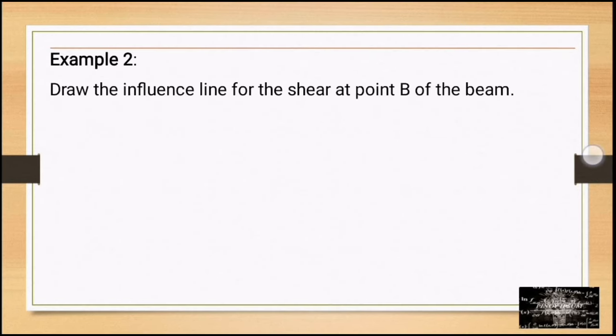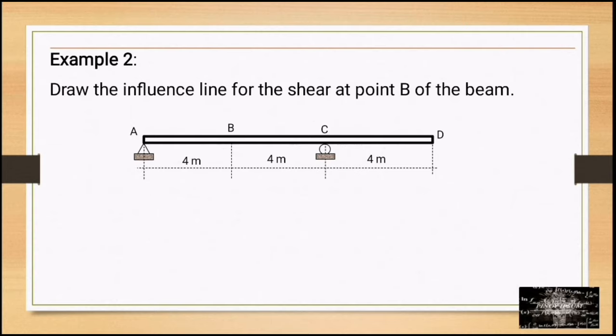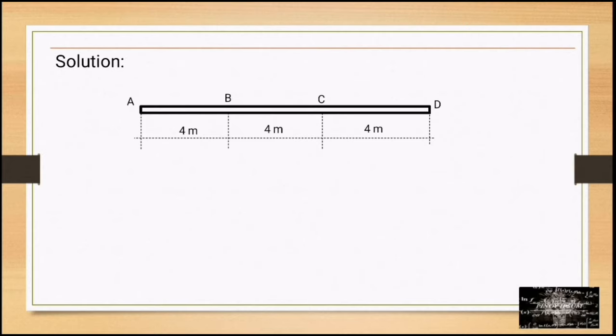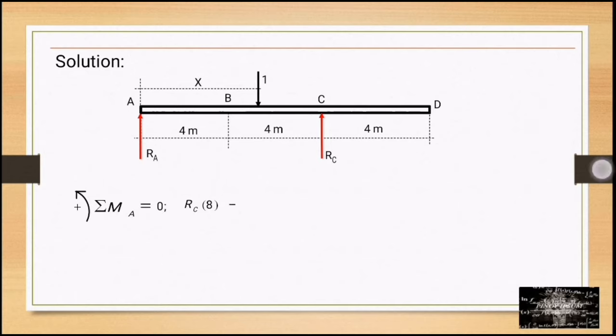Example number 2. Draw the influence line for the shear at point B of the beam. So, solution. We have vertical reactions at A and point C. Then place the unit load at location X. Then let us solve the reactions. Summation of moment at point A is equal to 0, considering counterclockwise is positive. RC times 8 minus 1 times X is equal to 0. So RC is equal to X over 8.